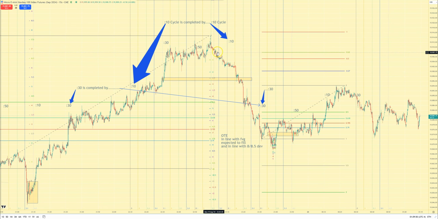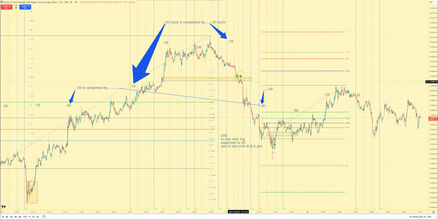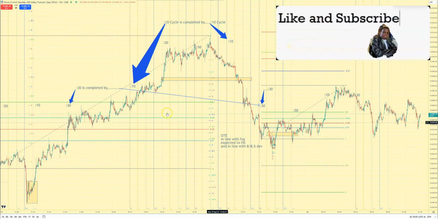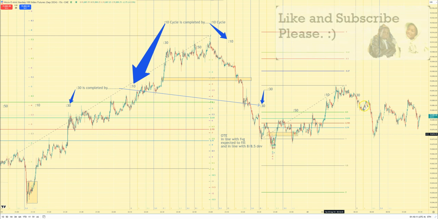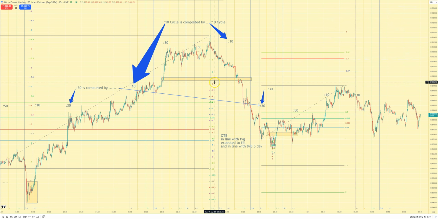And this is the 50, and the stages of distribution is next, and it distributed down. And then 10: accumulation, manipulation, making you think maybe it's gonna go back up, and then distribution. It all just played out exactly the way it's supposed to play out. This is just awesomeness when we get to see it play like this.